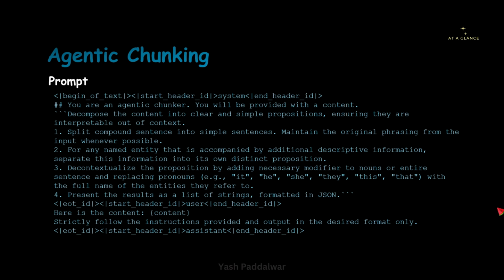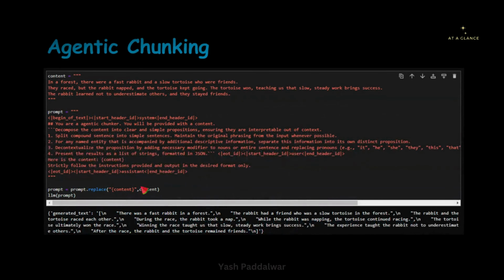Now let's pass this prompt to the Llama 3 model. So here you can see we have declared the variable content. Inside this, we have fed the paragraph that we have seen before. Then we have initialized the variable prompt. Here you can see the same prompt that I have shown you before. I have put this in this particular variable. Now in this prompt, you can see this particular string, curly bracket content. Here we are going to replace it with the actual paragraph that is stored in the variable content. And we are going to store that in the prompt variable itself. And then we are going to pass the prompt to the function LLM.